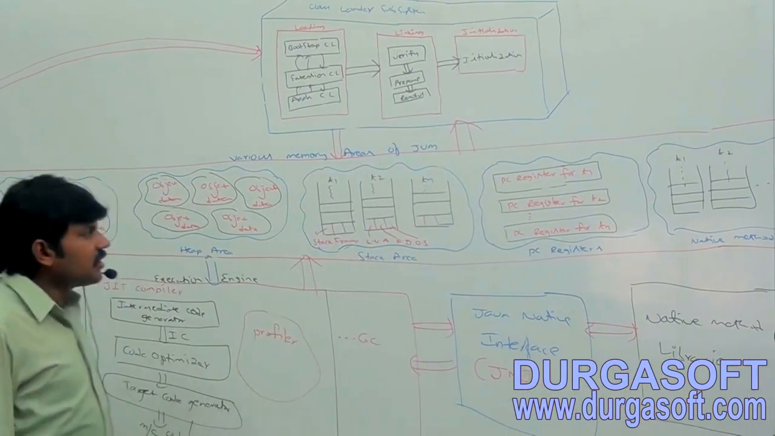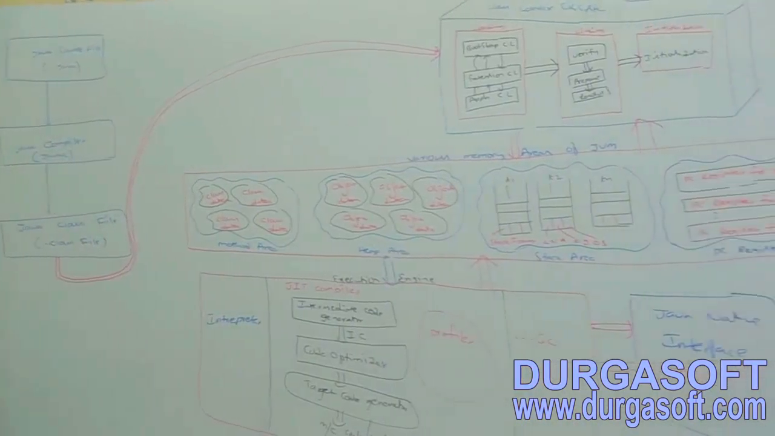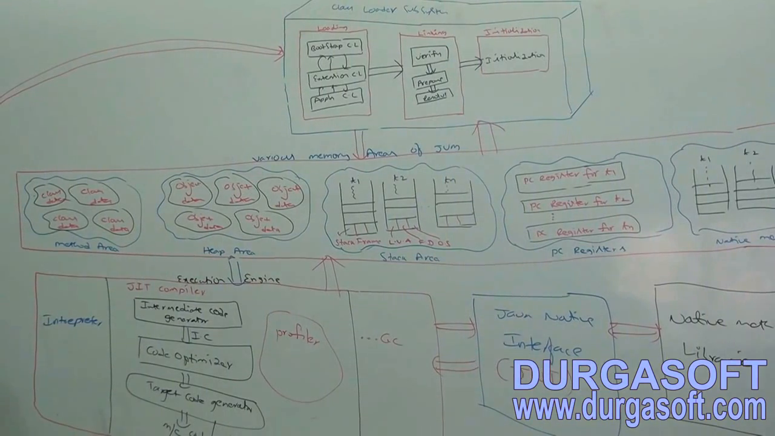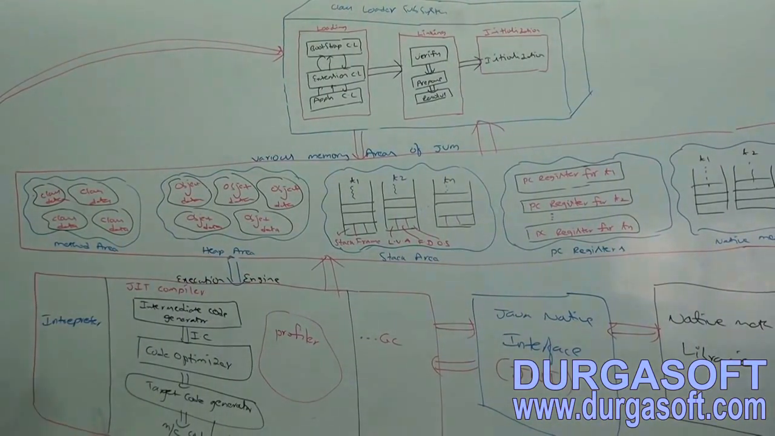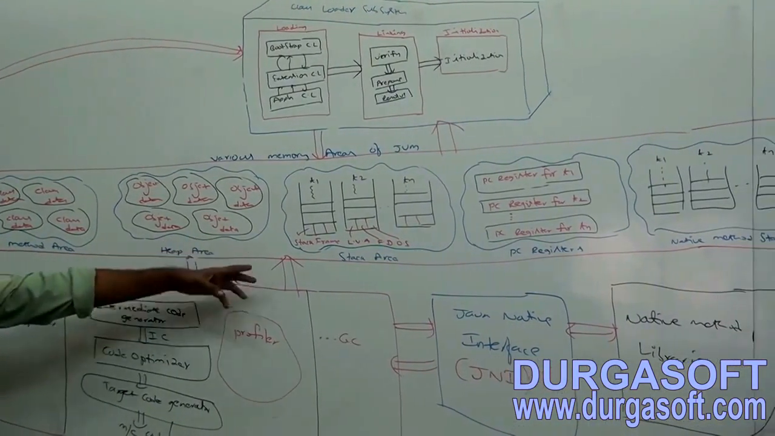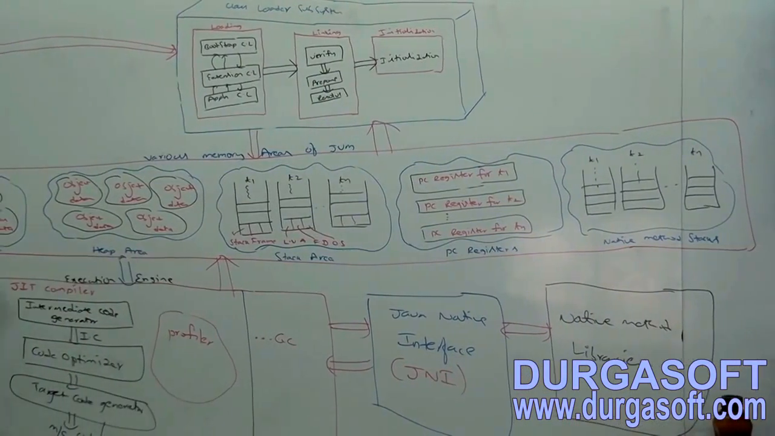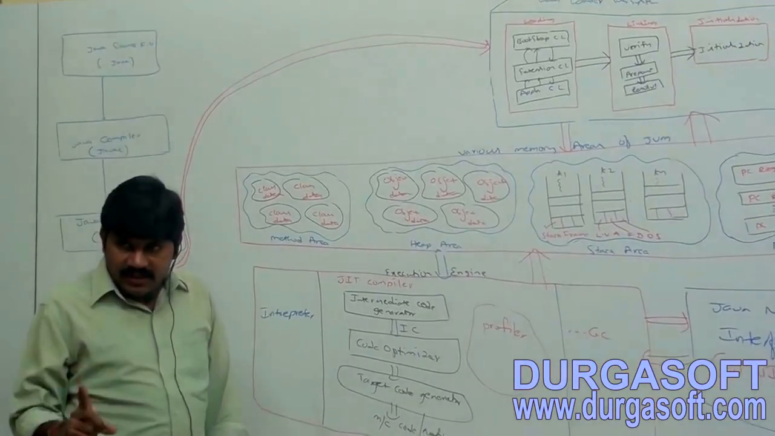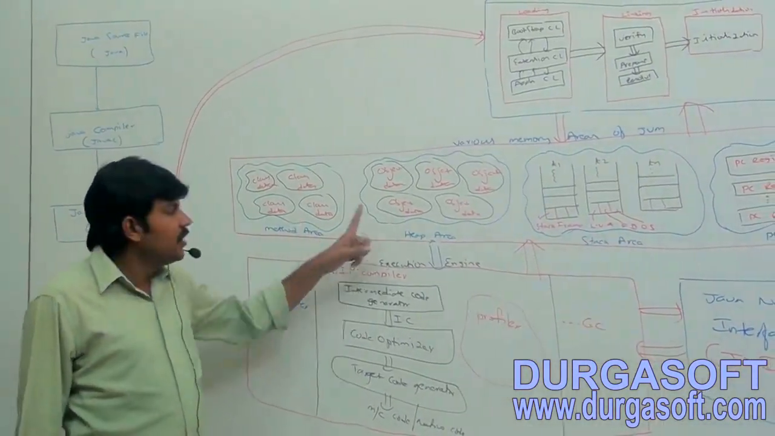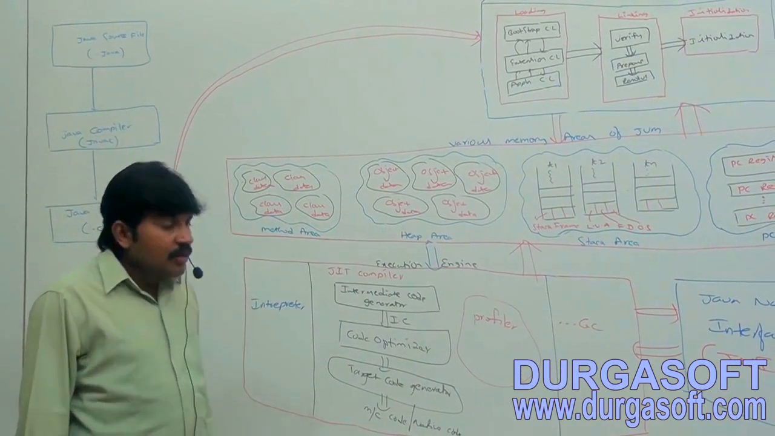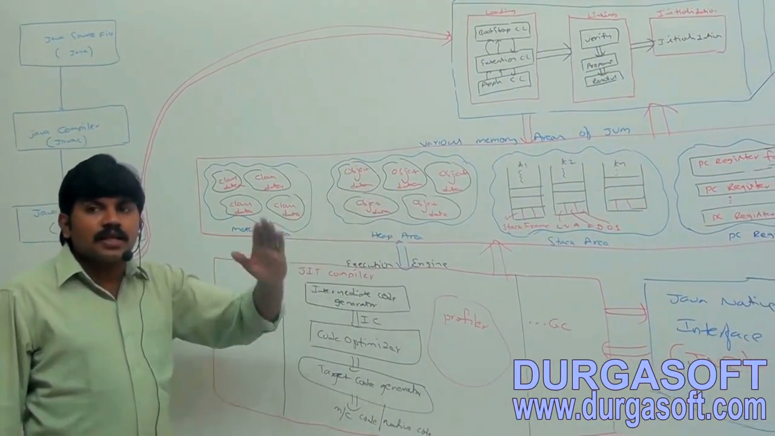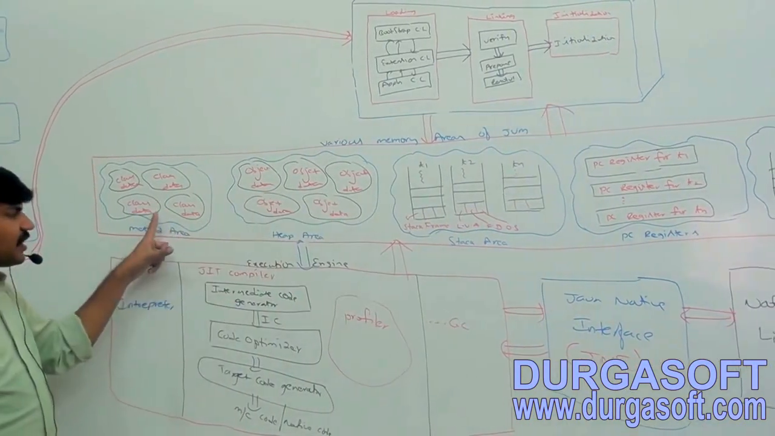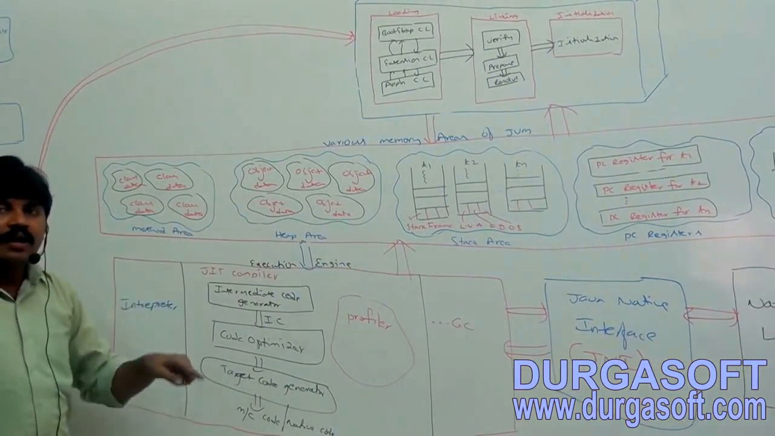Are you getting, right? Next, how many memory areas are there inside JVM? 5 memory areas: method area, heap area, stack area, PC registers, native method stack. In method area, which thing will be there? Class level data including static variables, right? Inside heap area, which thing will be there? Object data and the corresponding instance variables will be there. For every thread, stack area is separate. Here method area and heap area are per JVM.